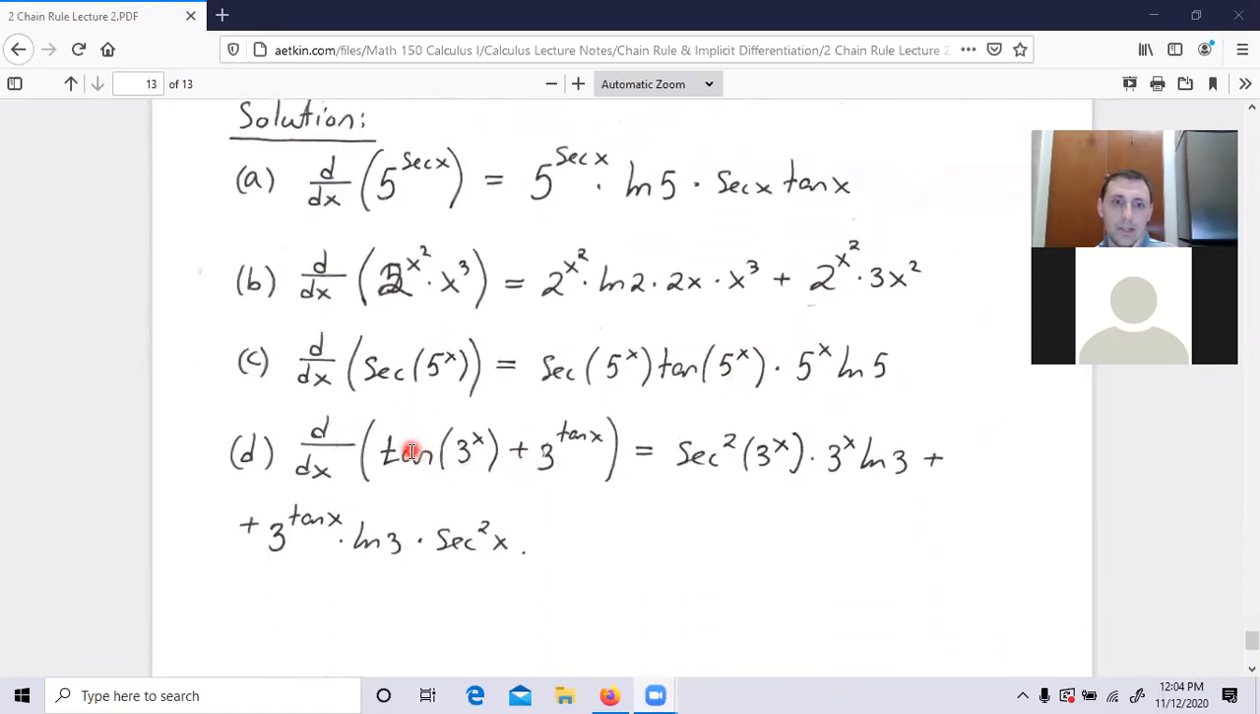Here it is. Derivative of tangent is secant squared. Plug in the inside. The inner function is 3 to the x. Then the derivative will be 3 to the x ln 3 plus derivative of 3 to some power. It's 3 to the power times ln 3 times the derivative of the power times secant squared. We're done.